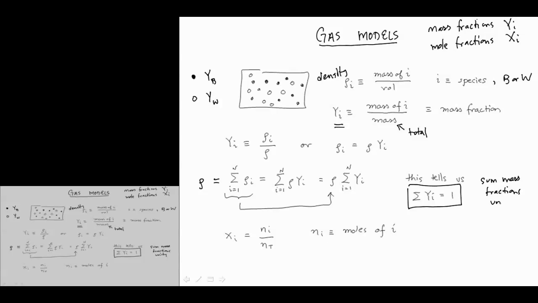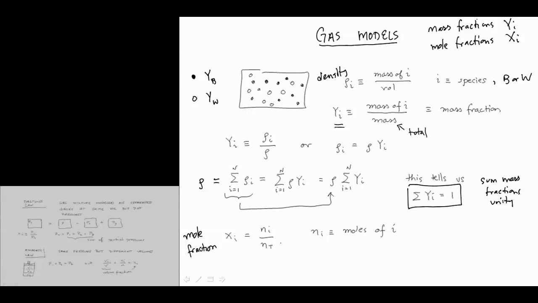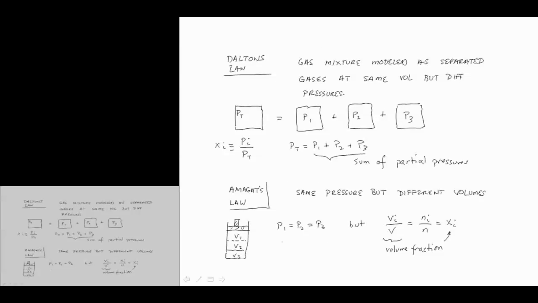All right, similarly, we can talk about the mole fraction, X sub i, as moles of i over the total number of moles. And we want to relate this to either the partial pressure or also to the volume fraction. There are two gas models that we're going to review: Dalton's law and Amagat's law.